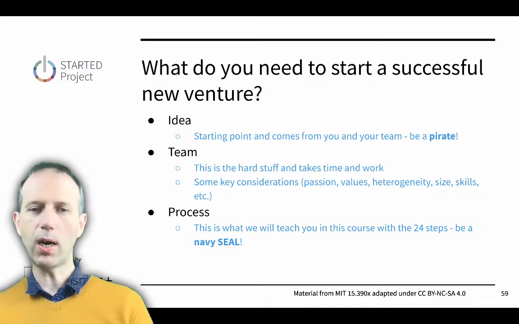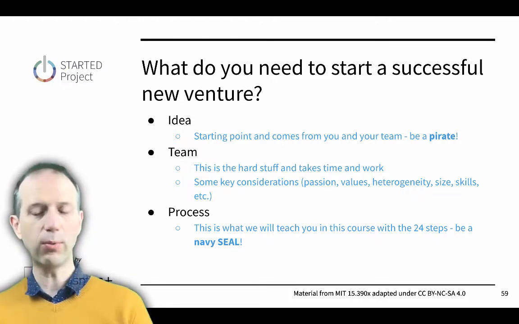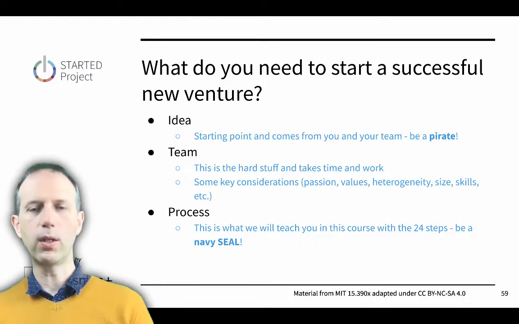There's the team, which is hard and takes time and work, but even if you don't get the ideal team in place straight away, you can also plan for how you would grow and improve that team over time. So there are some key considerations here in terms of the passion, which we've talked about already, the values of the team, heterogeneity, diversity, the size, the types of skills you want, and so on. And then there's the process, and this is what we're teaching you in this online course using MIT's 24 steps. And this is more along the lines of, instead of being a pirate who is very passionate about a particular idea, being structured and more like a Navy SEAL.